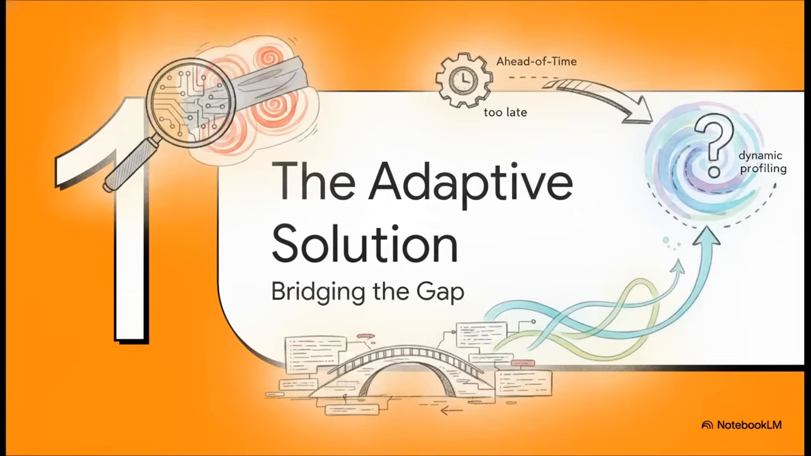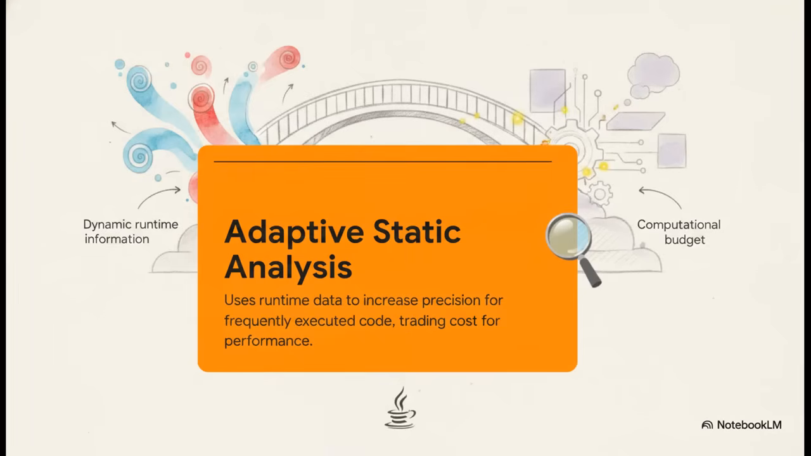Let's move on and see how this builds as we enter Section 1, the adaptive solution, bridging the gap. We have this optimization dilemma, right? Static analysis is blind to hotspots, but dynamic profiling happens a bit too late. Enter adaptive static analysis. This is an elegant bridge between those two worlds. It uses dynamic runtime information to automatically increase analysis precision, specifically for that frequently executed 10% of code. It intelligently trades analysis cost for performance. By feeding dynamic profiling data right back into the static analyzer, the system knows exactly where the hotspots are, so it can drop its heavy computational budget only where it actually matters.